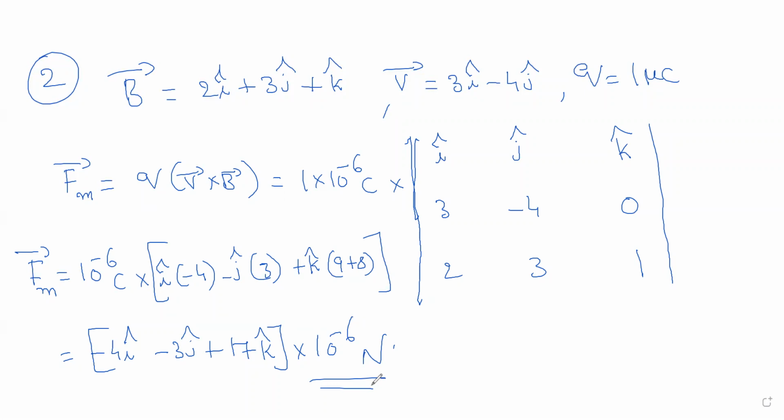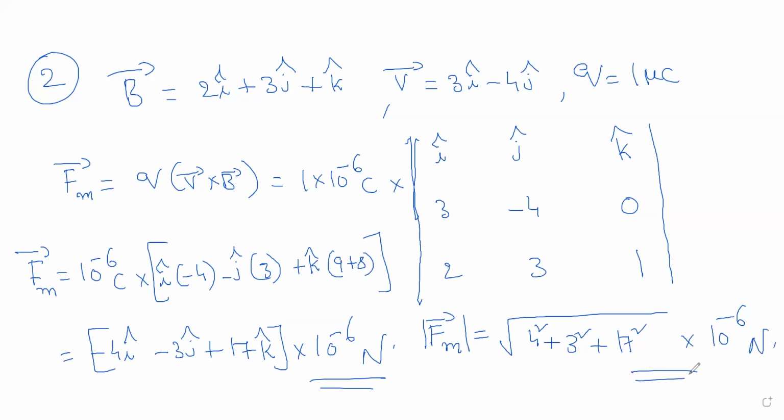And now after this, it's not over. You have to find the magnitude of the force. The magnitude of the force can be calculated by taking the magnitude of this vector. The magnitude of the vector is square root of 4 squared plus 3 squared plus 17 squared, multiplied by 10 to the power of minus 6 newtons. Here you get square root of 314 into 10 to the power minus 6 newtons. This is what you get.